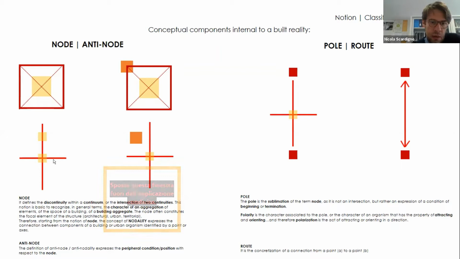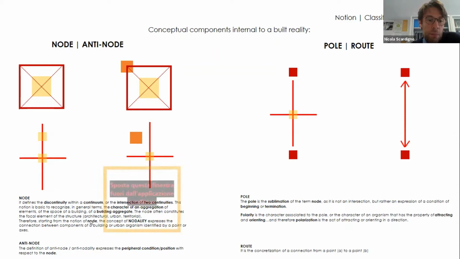This notion is basic to recognize in general terms the character of the aggregation of elements of the space of a building aggregate. The node is also often the focal element of the structure. It could be an architecture, an urban settlement, or a territorial reality. Therefore, starting from the notion of a node, the concept of nodality expresses the connection between components of a building or an urban organism identified as points of access.